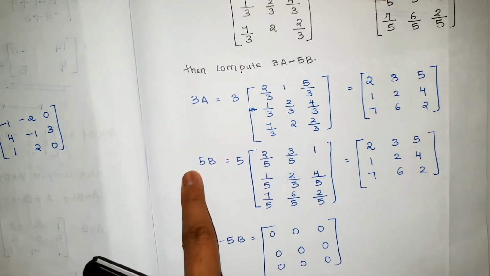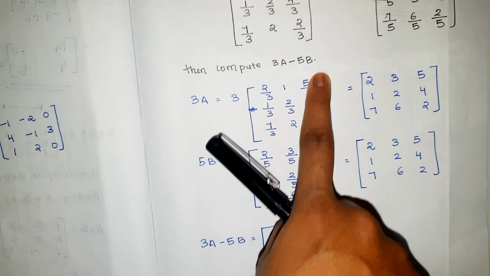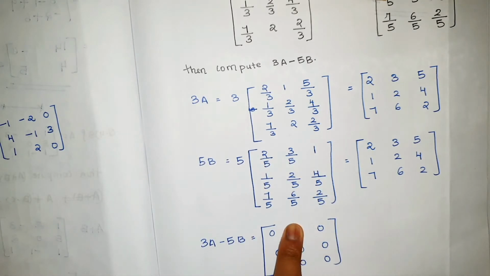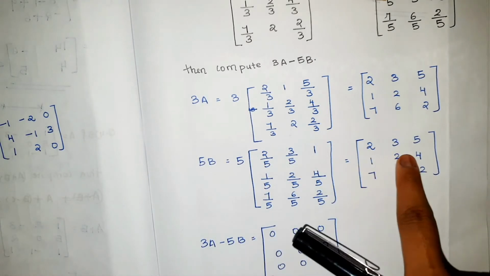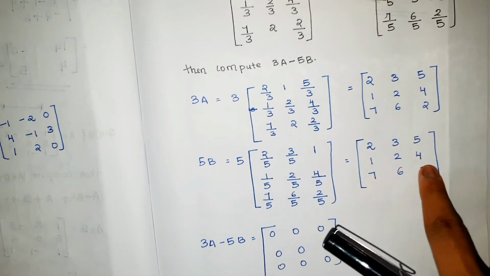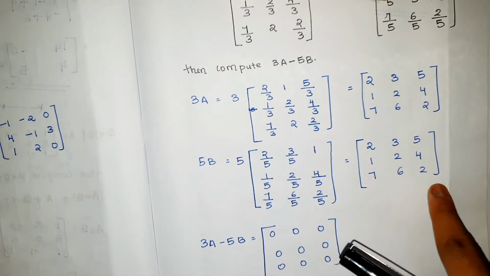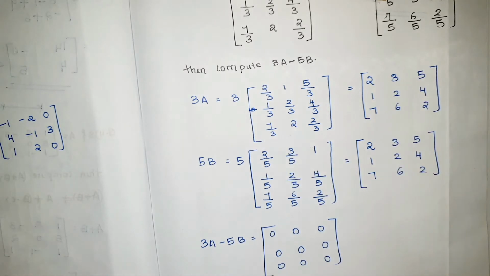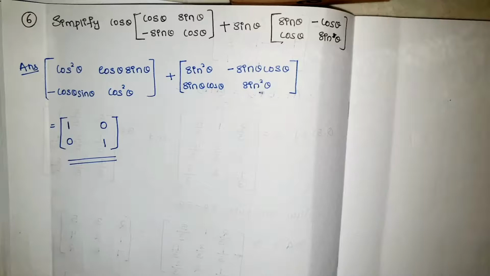Okay. Next we have to compute 5B. So 5 into the matrix B. Here our answer is 2, 3, 5, 1, 2, 4, 7, 6, 2. Both are the same, and if we subtract, we get a 0 matrix or null matrix. 3A minus 5B is a 0 matrix.